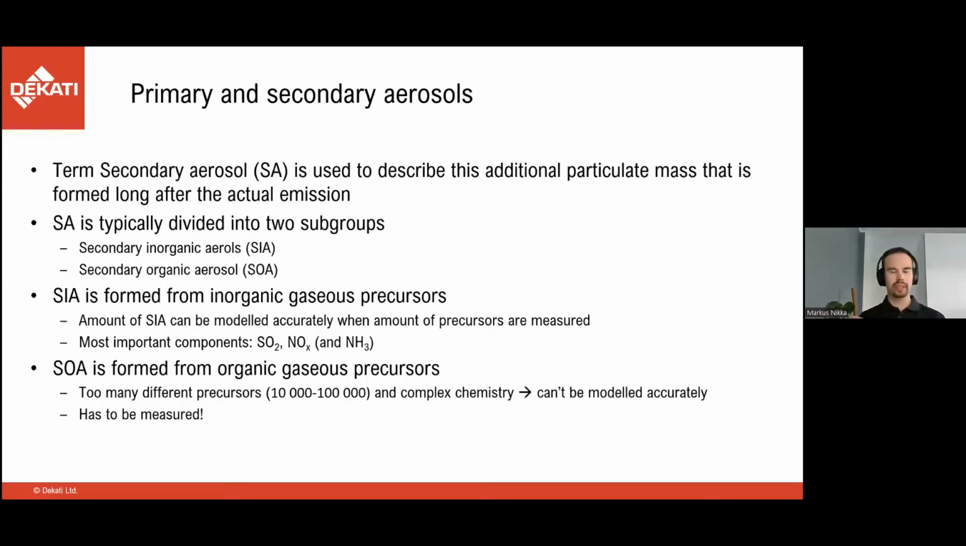However, the secondary organic aerosol is a bit different. The number of different precursors is huge, from 10,000 up to 100,000, and their chemistry is much more complex than the inorganic precursors. So the modeling is difficult and inaccurate, which leads to a situation where you have to do actual measurements to define the amount of secondary organic aerosol mass produced from a certain emission source.